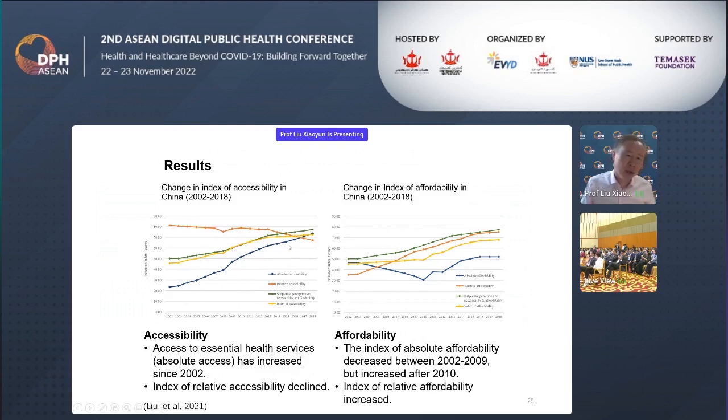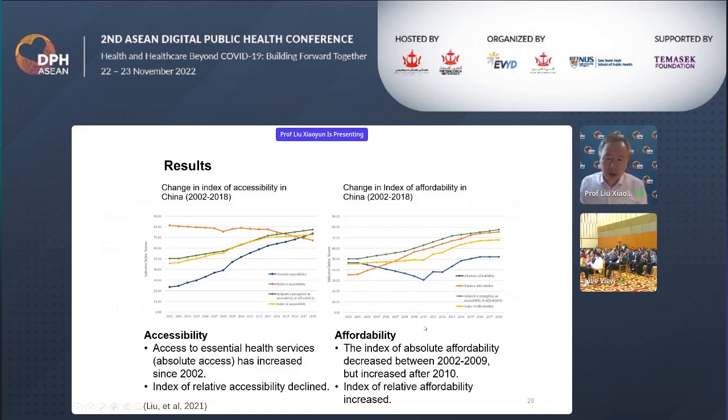This is mainly due to the health workforce development and the health insurance development. But look at the orange line, we call this relative accessibility, which means the use of primary care as a proportion of total health services. So less people as a proportion of total outpatient service are using the primary care level. We need to pay more attention to the primary care system.